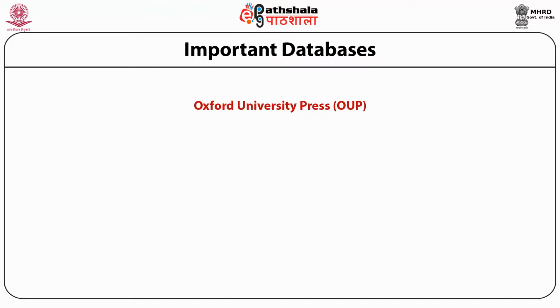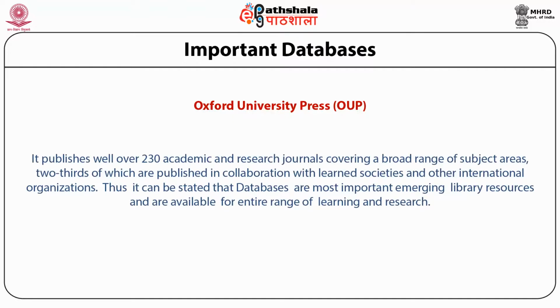Oxford University Press. Like Cambridge University Press, Oxford University Press also publishes well over 230 academic and research journals covering a broad range of subject areas, two-thirds of which are published in collaboration with learned societies and other international organizations. Oxford University Press provides access to all these very important and scholarly acclaimed journals throughout the publishing world.